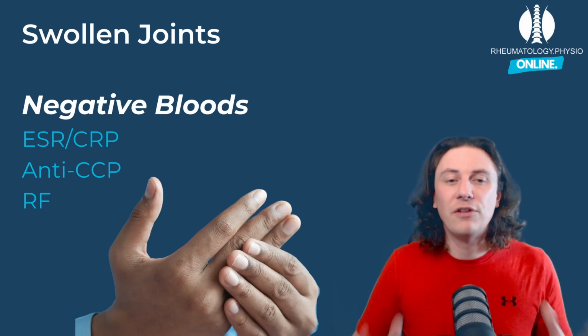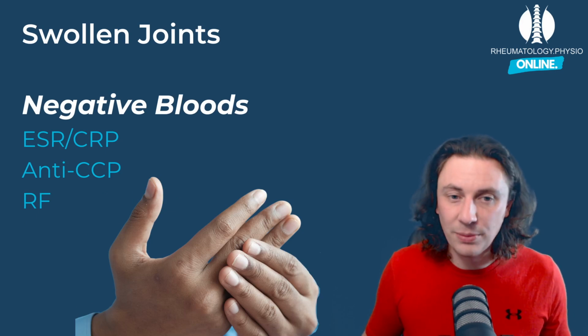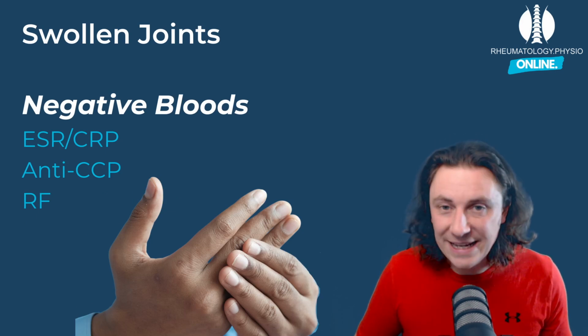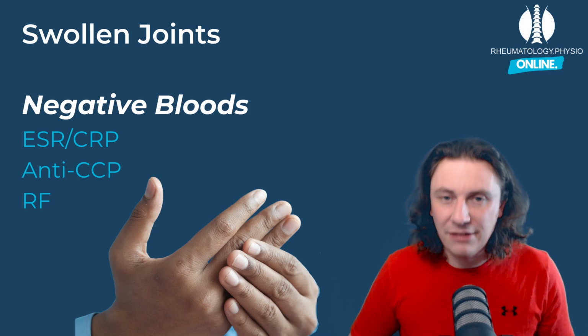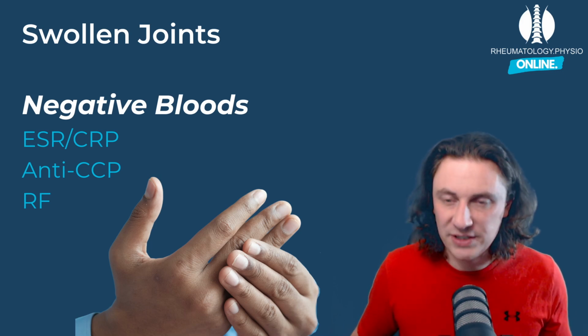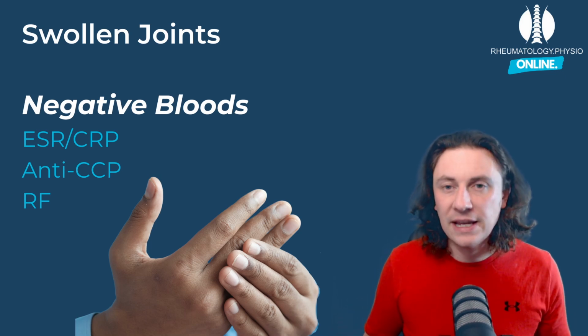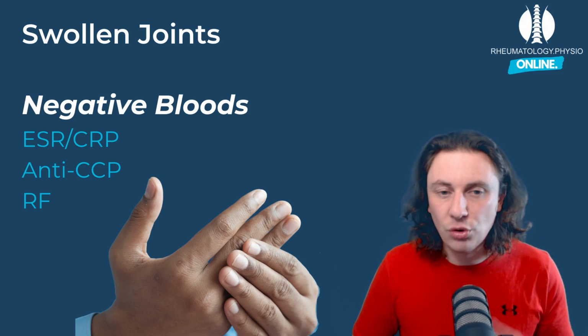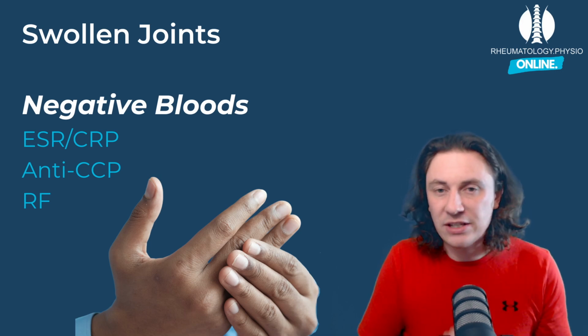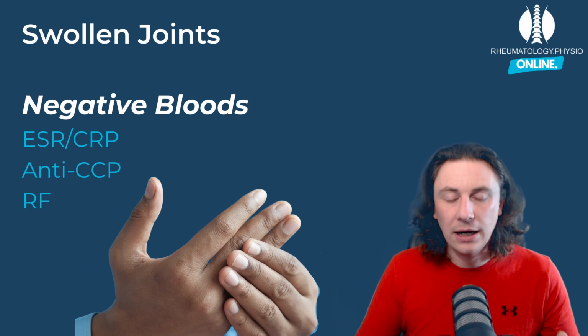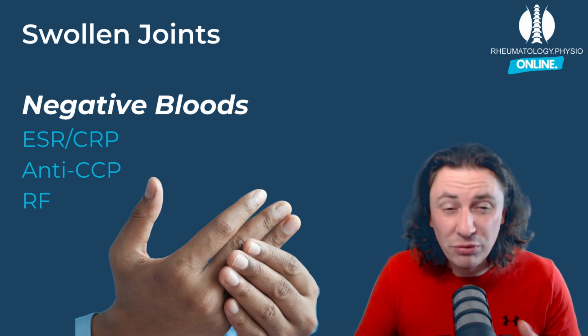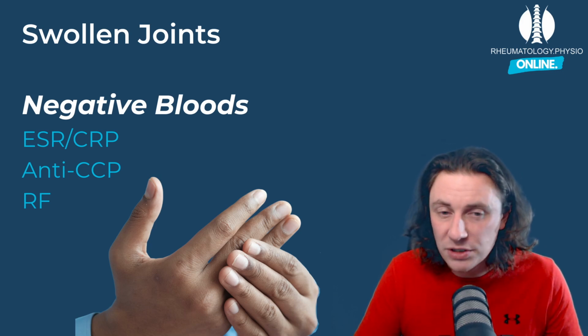So let's talk about our face first. Let's not talk about our face. Let's talk about our first case scenario here, and this is in the case of swollen joints. So we're talking here peripheral joints, typically small joints, hands, wrists. That's commonly where we're going to see the multiple swollen joints, where we're thinking maybe a rheumatological cause.